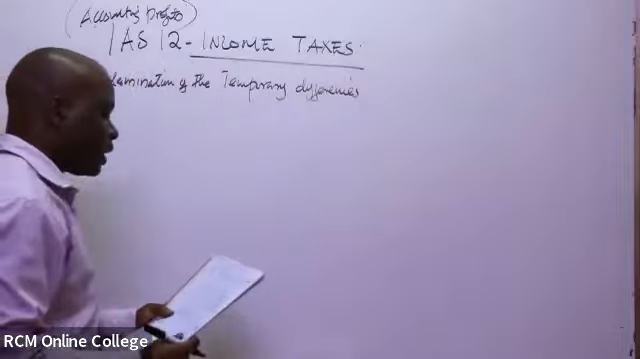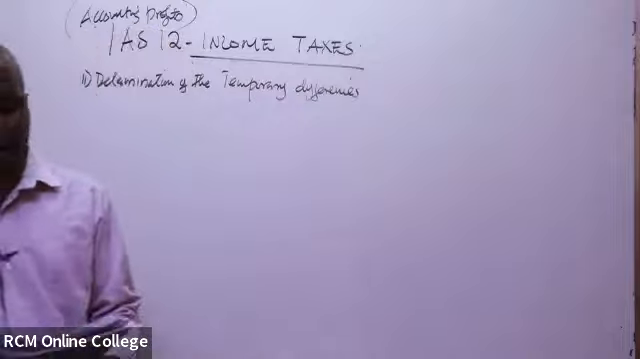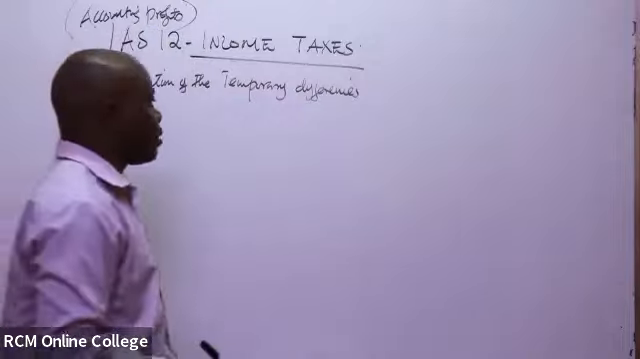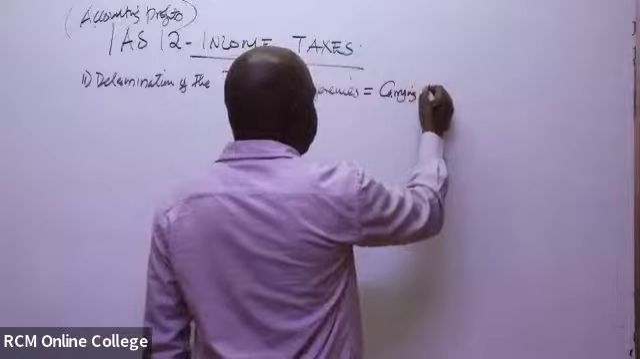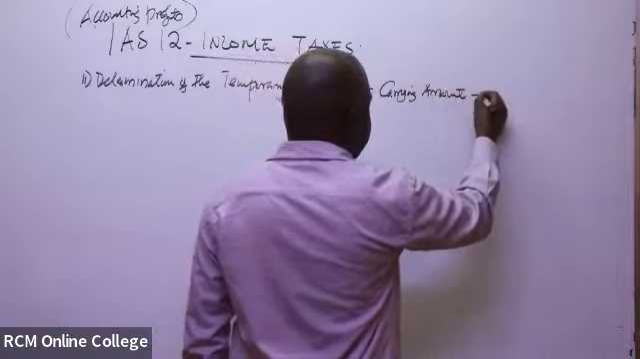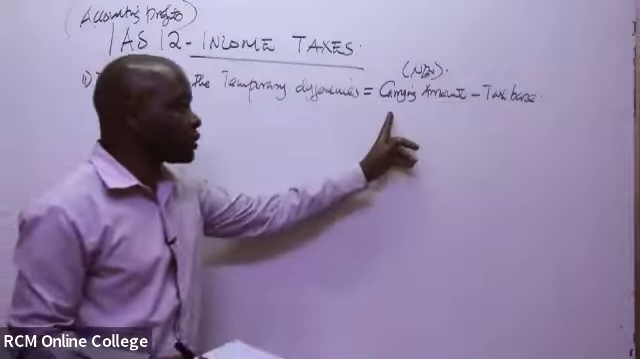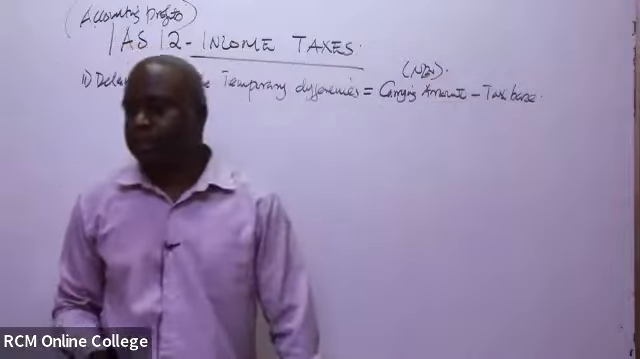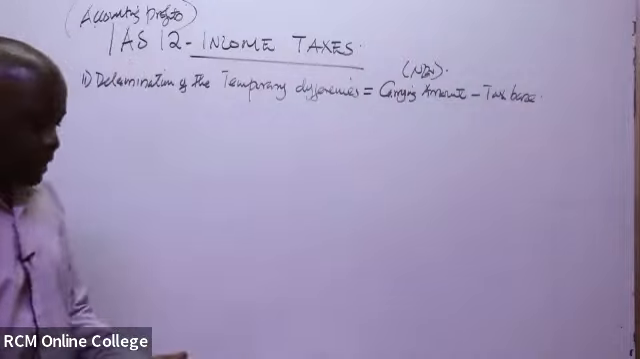So of course, as per our formula, we've been able to say temporary difference is equal to the carrying amount minus the tax base. The tax base is the one that the taxman understands. The carrying amount is the net book value. In simple terms, you simply take the cost minus the depreciation.